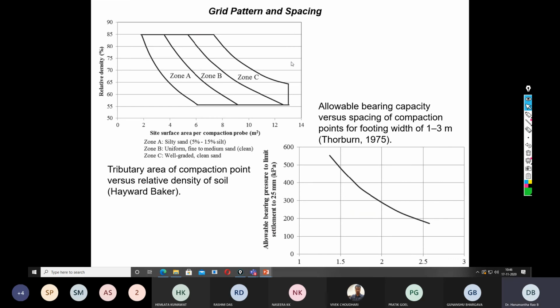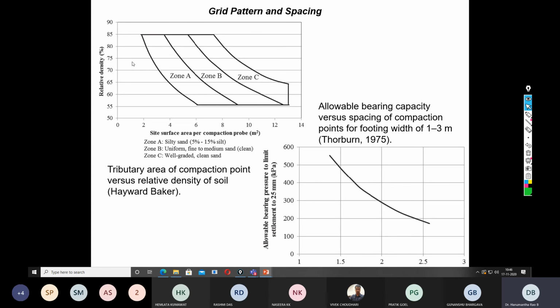So this is another selection, based on the relative density and side surface area for the compaction probe. This is proposed by different people, Howard and Baker. They have categorized the soil into 3 zones: zone A, zone B and zone C. Zone A is a silty sand with 5 to 15% silt. Zone B is uniform fine to medium sand, that is clean sand. Zone C is well graded and clean sand.